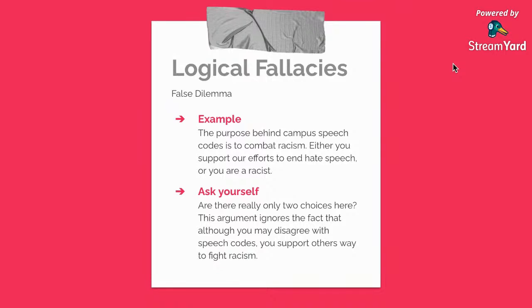The next is false dilemma. So the example is the purpose behind campus speech codes is to combat racism. Either you support our efforts to end hate speech or you're a racist. So this one, you kind of have to break it apart and figure out, well, the title of this one's false dilemma. So it presents you with a false dilemma.